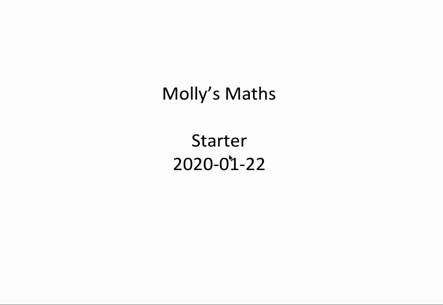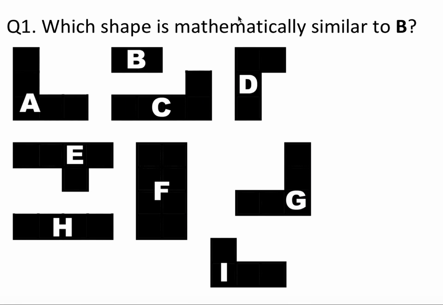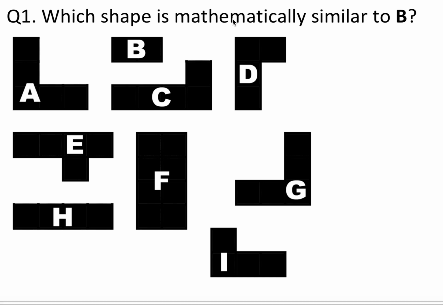Let's move on to the first question. Ooh, what have we got here? Right, we've got a group of shapes. Good shapes. So, question one: which shape is mathematically similar to shape B?